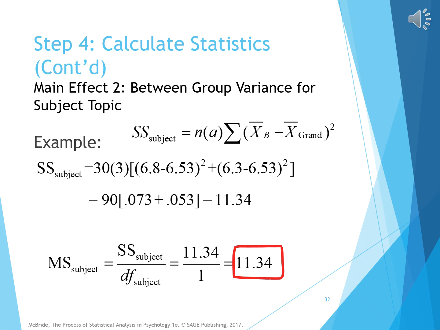If we input all of this stuff, so 30 is the sample size, 3 is the number of levels of the opposite independent variable, and then you input the 2 different marginal means minus the grand mean, square those. All right, you get 11.34 for the sums of squares between for just subject topic, and you divide that by the degrees of freedom of subject topic, which we found on the last slide was just 1. So the mean squared for subject topic, also known as the between groups variance for subject topic, is 11.34. Again, this is the numerator of the F ratio.